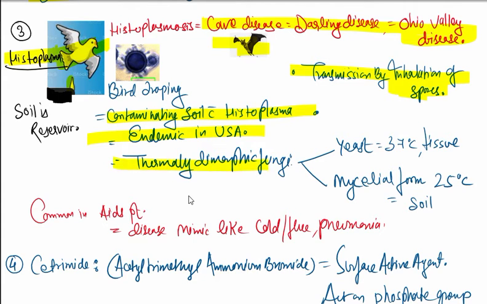It is a thermally dimorphic fungus, means at two different temperatures it has two different forms. The mycelial form is at 25 degrees Celsius, that is in the soil, and the yeast form is in tissue, at 37 degrees Celsius. This is common in AIDS patients, and the condition mimics cold or flu, pneumonia.